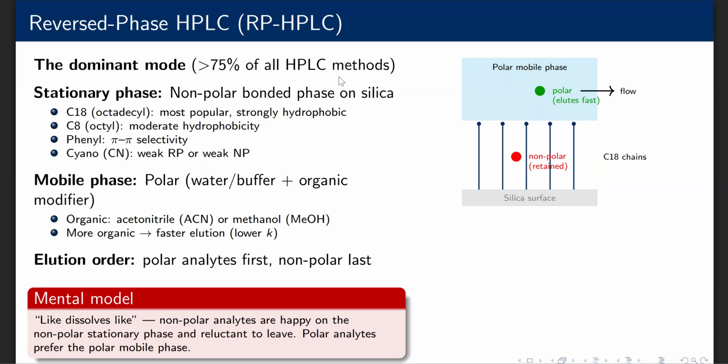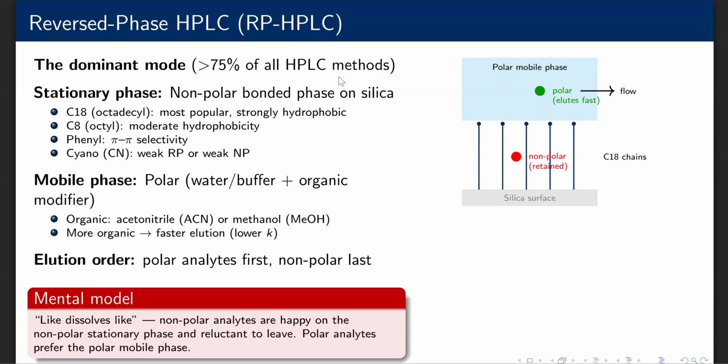The gray layer at the bottom is the silica support. Bonded to it are C18 hydrocarbon chains, which are non-polar. Above the chains is the polar mobile phase, a mixture of water and organic solvent. The red non-polar analyte labeled NP is buried in the C18 chains. It partitions strongly into the non-polar stationary phase and is heavily retained. The green polar analyte labeled P rides along with the polar mobile phase and elutes quickly.